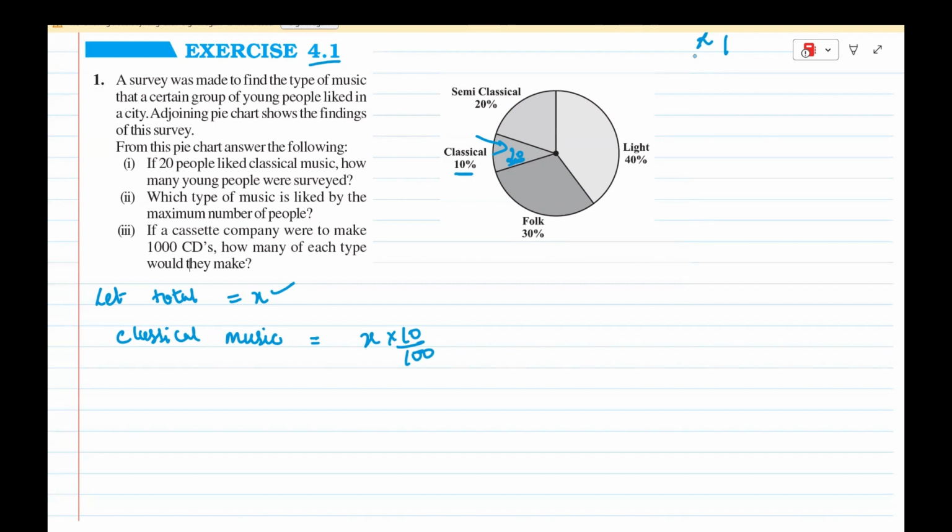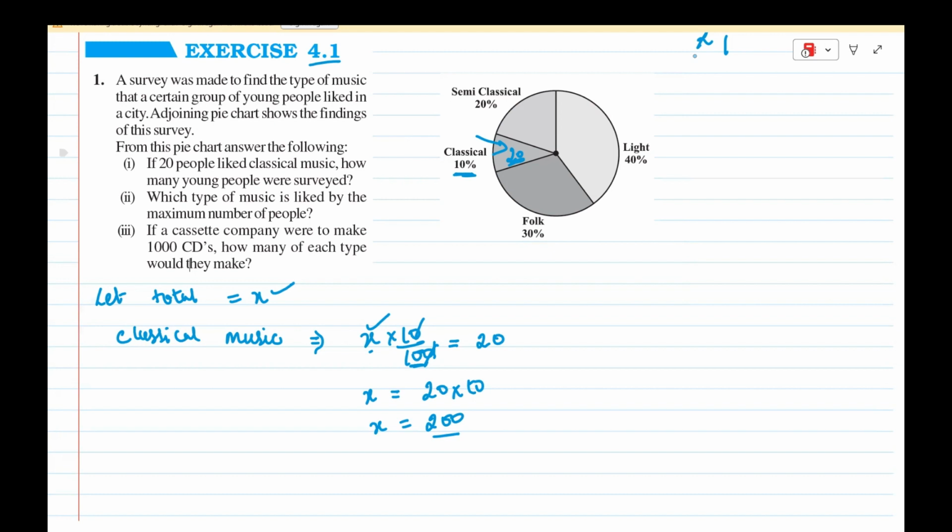Why? This is the total population and the percentage is 10%. So 10% of this has to be 20 people, correct? Because they have told us 20 people liked classical music, and the percentage is 10% from the pie chart. It means if I take the total population and find 10% of it, it has to come to 20. Let's solve it. From here, 20 equals X divided by 10, because 10 got cancelled, so X is 200. The total number of people surveyed is 200.